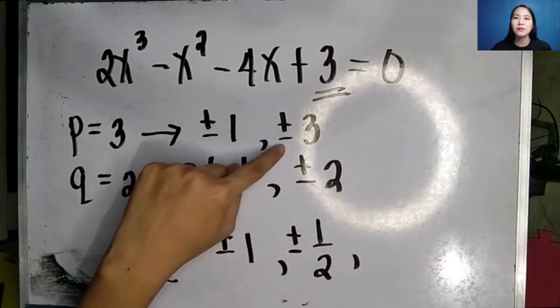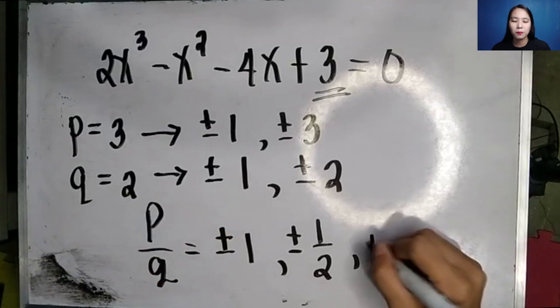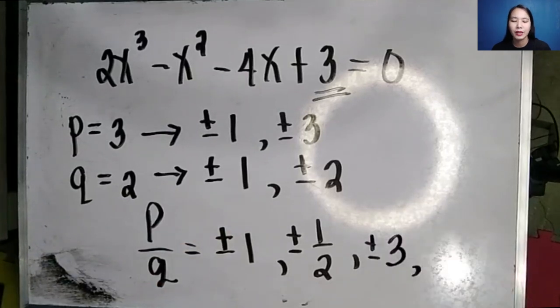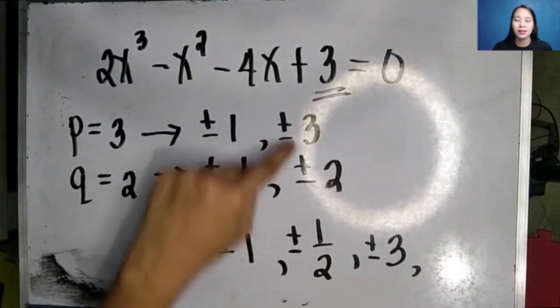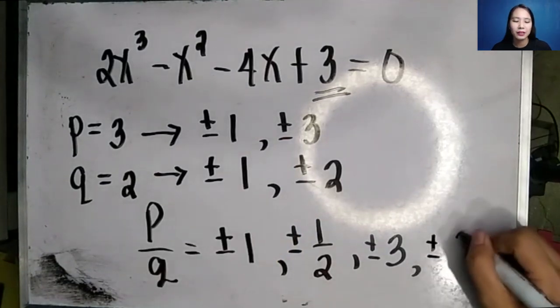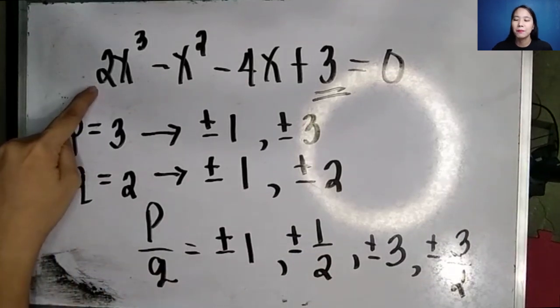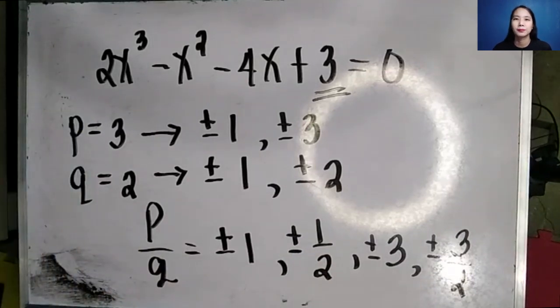Then we have ±3 over ±1 is equal to ±3, and ±3 over ±2 is equal to ±3 over 2. So these are now all the possible rational roots of the given polynomial equation.